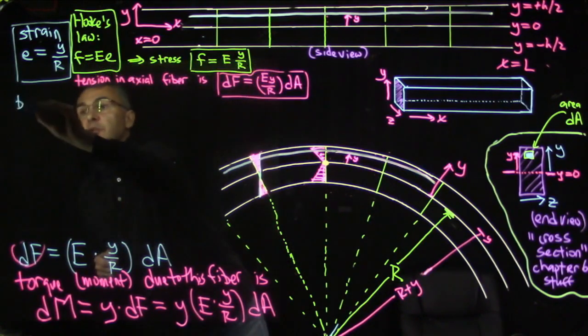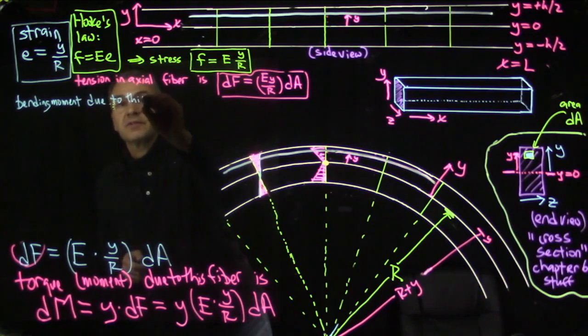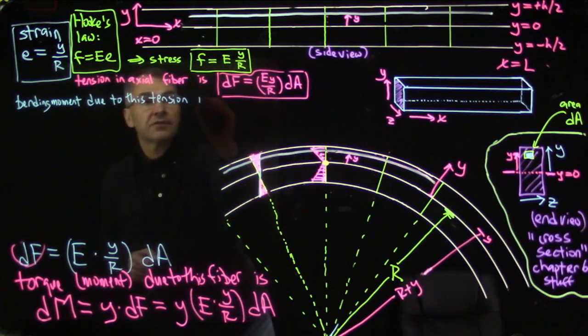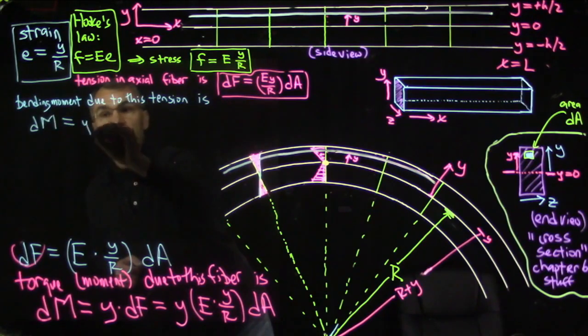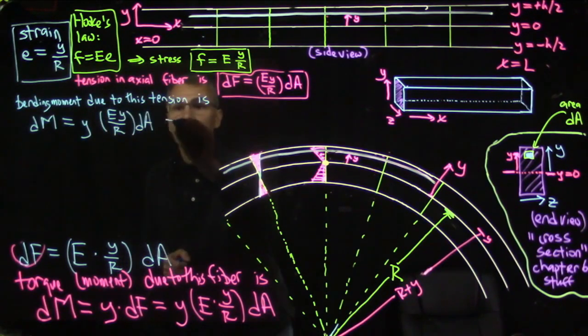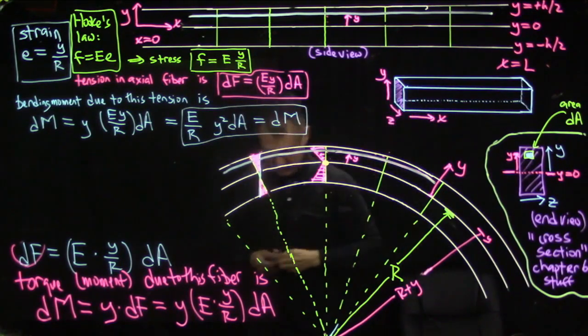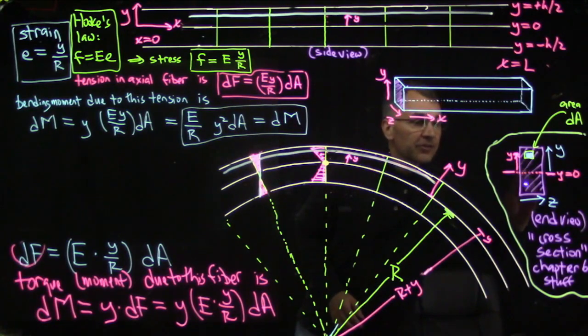Okay, so the bending moment due to this tension, and it will just be an opposite sign contribution if it's compression, is dM equals y E y over R dA, which equals E over R y squared dA. Then we're going to integrate this to add up over all of the little chunks of cross-section in the beam.